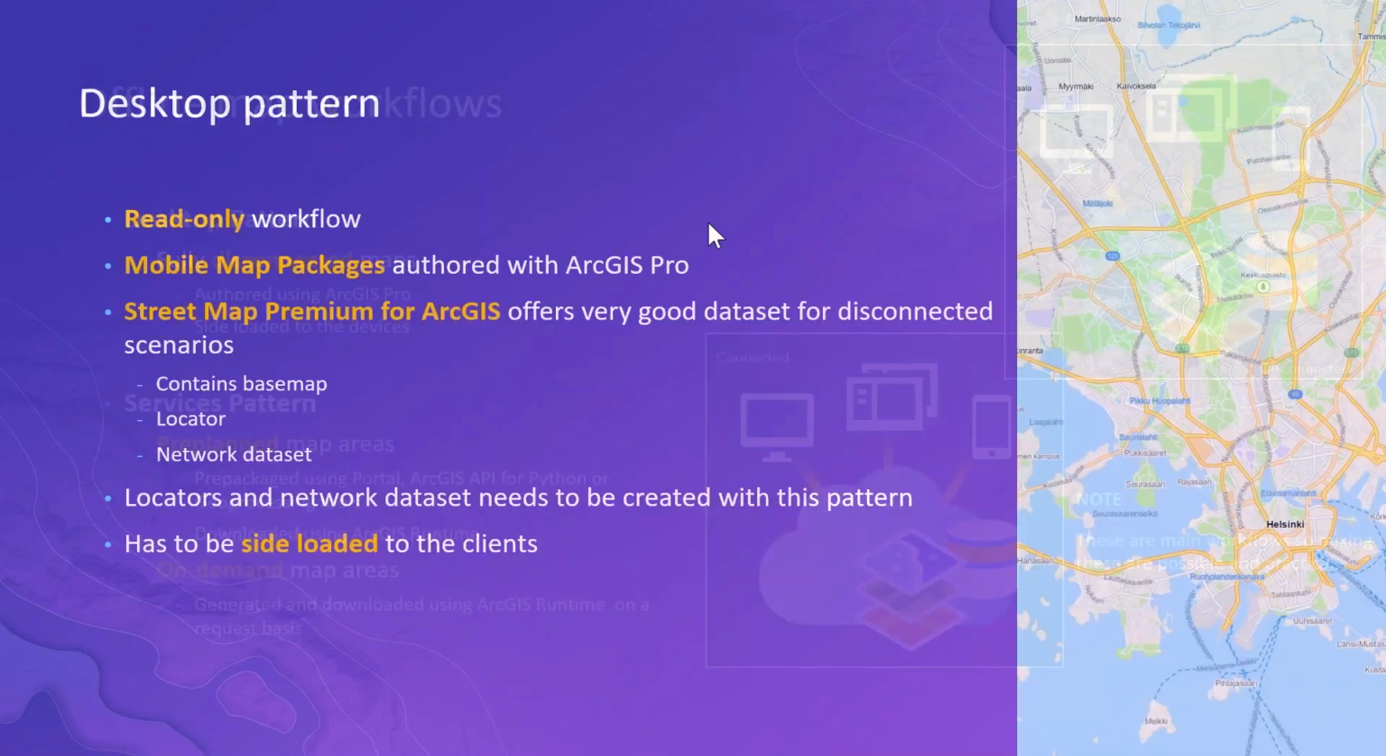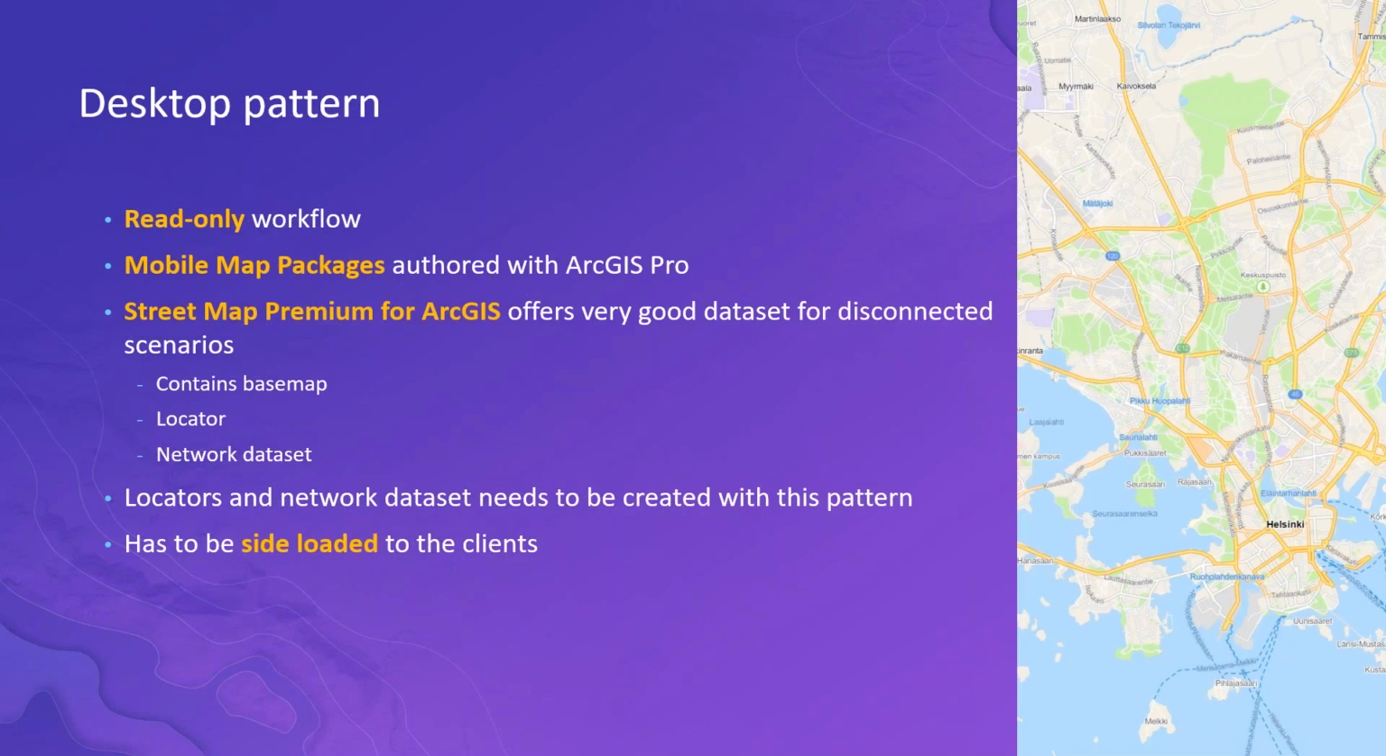So let's look in a little bit more detail at the desktop pattern. In this method, you use ArcGIS Pro to manage your data and compose your maps. You then package that map up into a mobile map package. It's important to understand this capability is a one-way send to the client because the mobile map package is then just side-loaded to the device. You can later replace that map with a new map package should the data or map change.